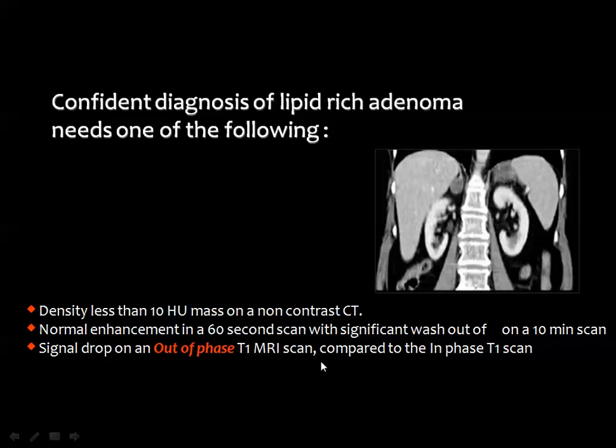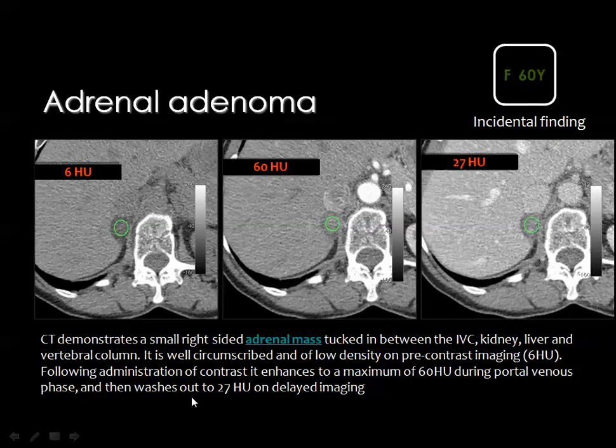Also, one of the helpful criteria or helpful imaging is the MRI T1 out of phase, where you get marked drop in the signal of the mass in the out of phase images.